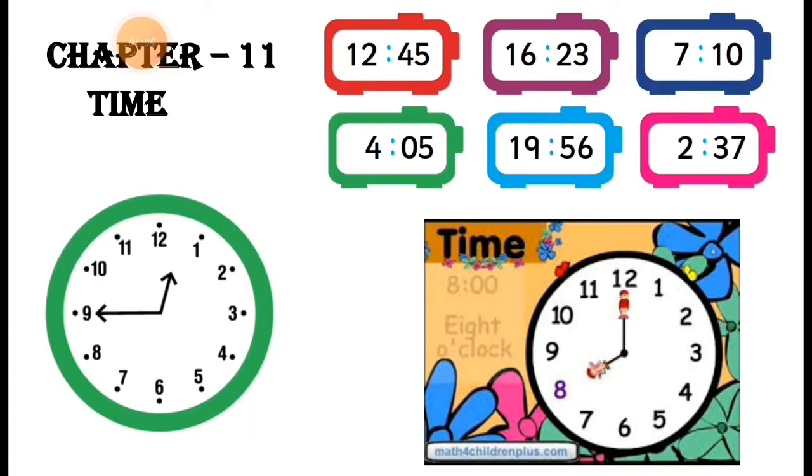Now we are in chapter number 11, and the name of this chapter is Time. So let's do a revision of the previous lecture first, and then we will move to today's topic. So here is the revision.